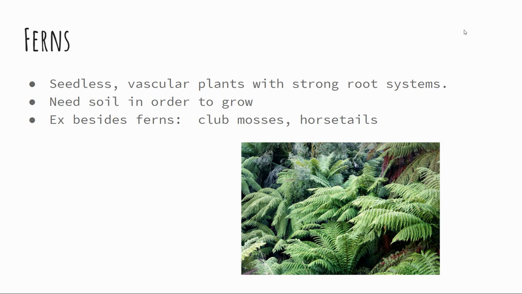Next step up is going to be ferns, and these are seedless vascular plants with strong root systems. They need soil in order to grow, but it needs to be moist in the area that they're growing. The best example besides ferns are also club mosses or horsetails.